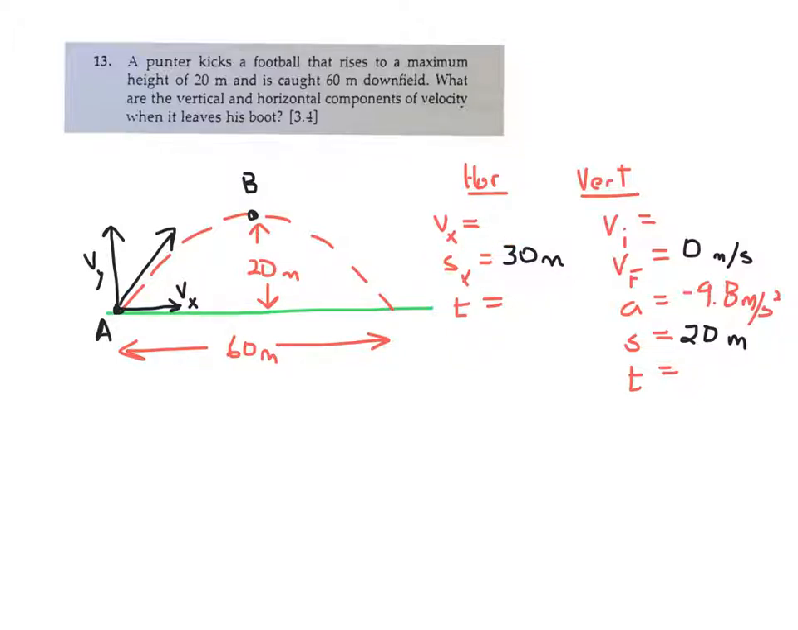Another question could have been, what is the actual launch velocity? In which case you would take the two components and Pythagorize them to get your launch velocity, and you could figure out the launch angle as well.